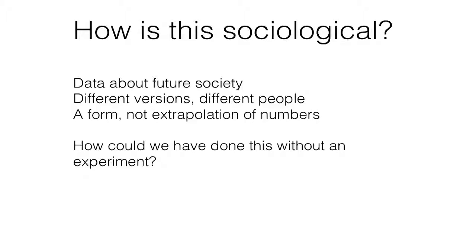Now, how is this sociological, you may ask? First of all, it creates data about a future society that we don't know yet. And as I said, this is very difficult to create with other methods. Second, and this is very typical for sociology, it doesn't create one version, it creates many different versions, and we can analyze these different versions according to who did it.